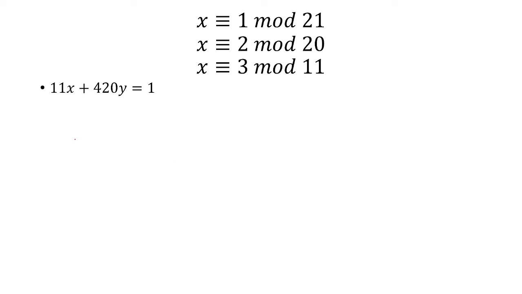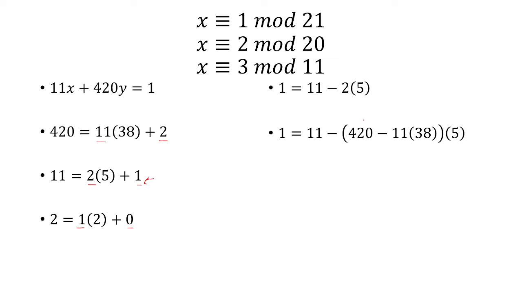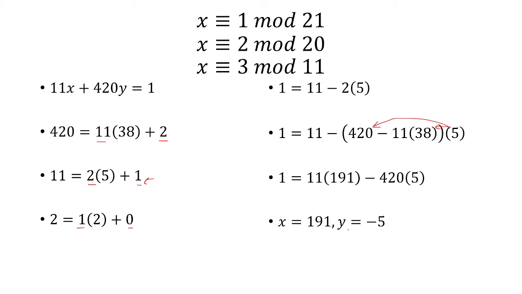Now the last equation we have to solve for is 11x plus 420y is equal to 1. So we start with 420 is equal to 11 times 38 plus 2. Shifting things over, we get remainder 0. Now we start backwards. 1 is equal to 11 minus 2 times 5. 2 is 420 minus 11 times 38. This 5 will distribute to the 420 and 11 times 38. So 38 times 5 is 190, plus another 11 here. That's going to give us 191. And so we get x is 191, y is negative 5.